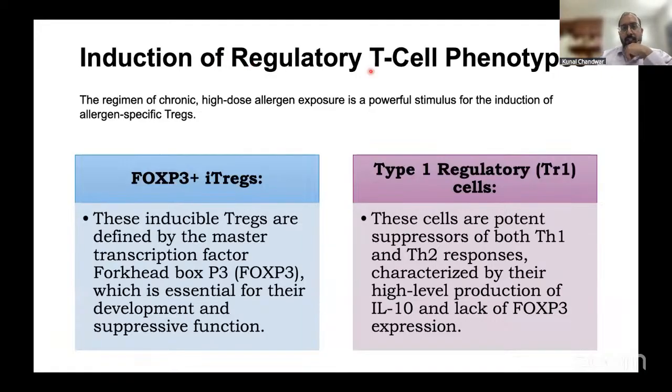So there are two major kinds of T cell phenotypes. There is the FOXP3 positive T regulatory cell. These are inducible T regulatory cells and are defined by the master transcription factor FOXP3, which is essential for their development and suppressive function. And you also have the type 1 regulatory cells. These are potent suppressors of both Th1 and Th2 responses, and they are characterized by high levels of production of IL-10 and lack of FOXP3 expression. They are even present innately, and on chronic stimulation they will start producing their action.